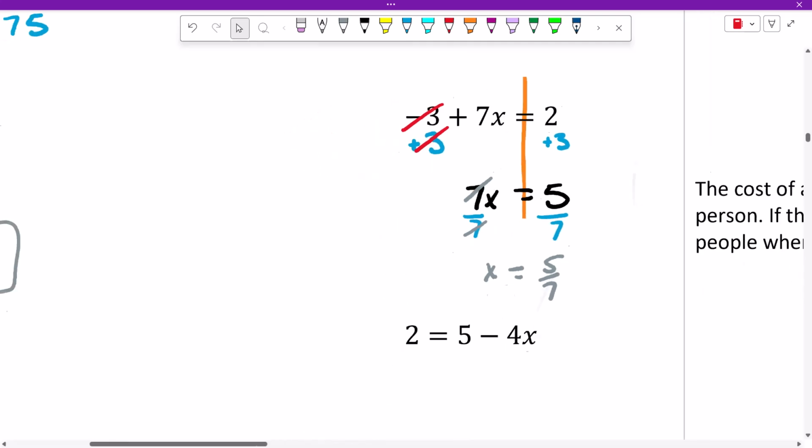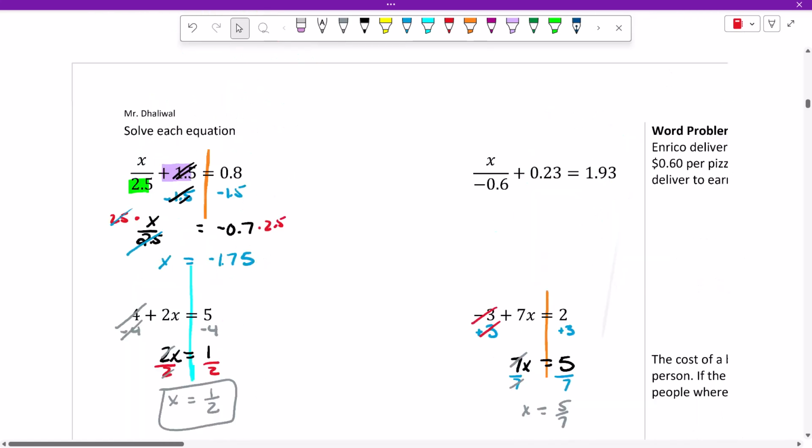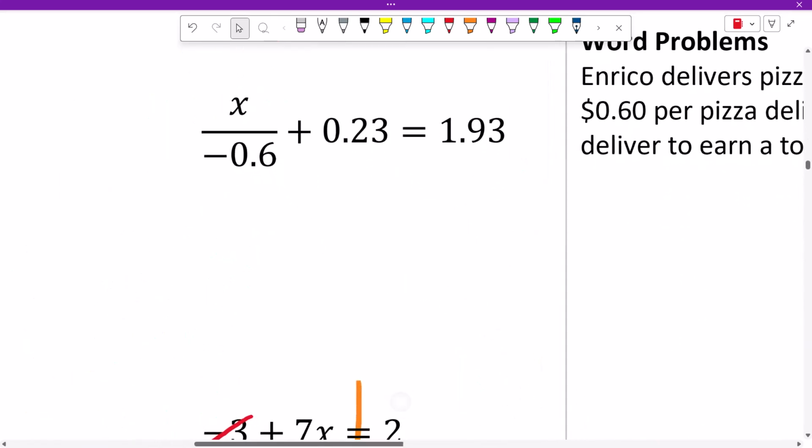All right, let's do one final one. We'll take a break, then we'll do some warm-up for the mini final.